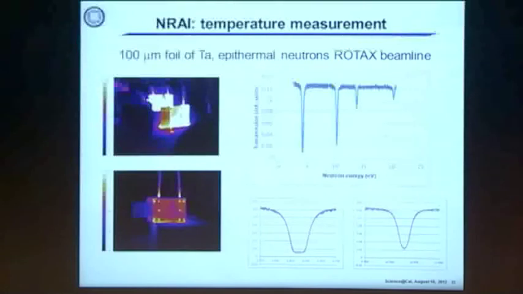But what happens if we warm up the sample, the material? This resonance, due to Doppler broadening, becomes broader. And if we quantitatively measure the broadening of it, we can tell what's the temperature of the sample. So not only can we tell which materials exist there, we can also tell what the temperatures are by doing this technique. So this is something unique with neutrons.